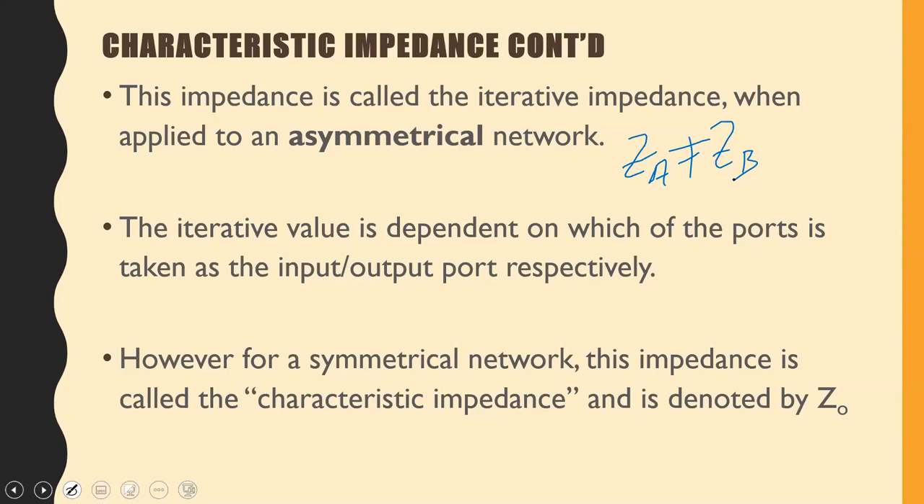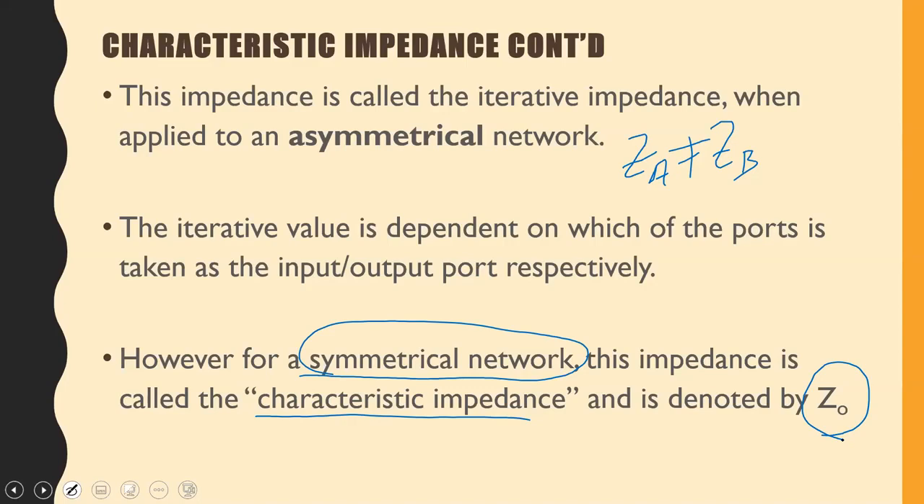And then the last thing we want to say is that if, however, the network is symmetrical, then the impedance is given a special name, and that is the characteristic impedance. I will denote it as Z0.